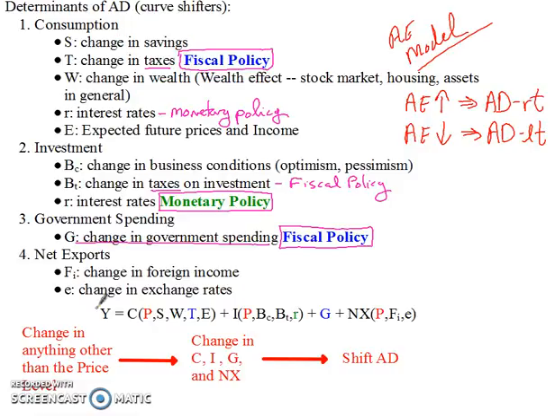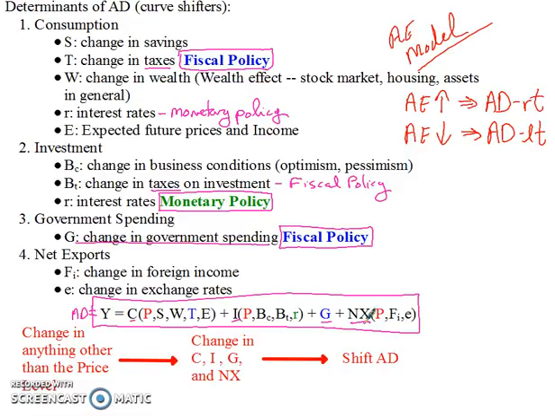Then I added this kind of crazy looking formula down here, but all I'm doing on this formula is taking all the determinants and writing them in the form of a formula. So I'm saying the gross domestic product, which also is total spending, which also at this point is aggregate demand. The gross domestic product is a function of consumption, investment, government spending, and net exports. We've been saying that for a long time through a lot of videos.